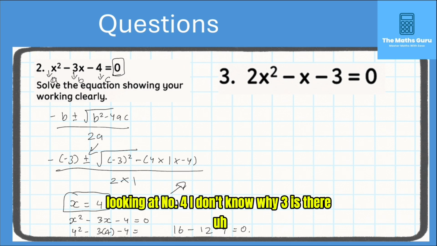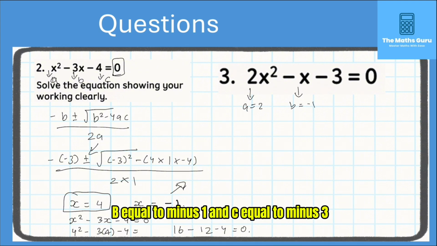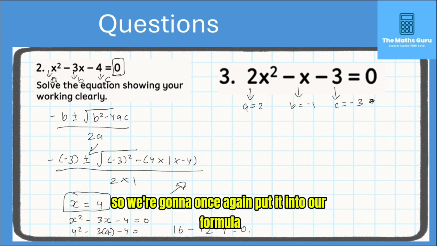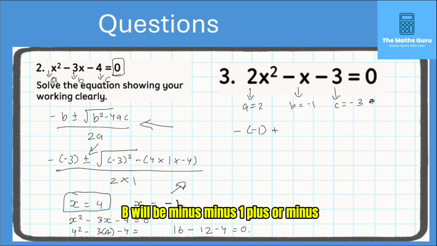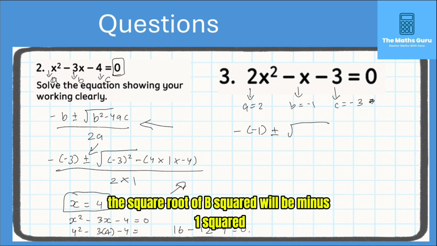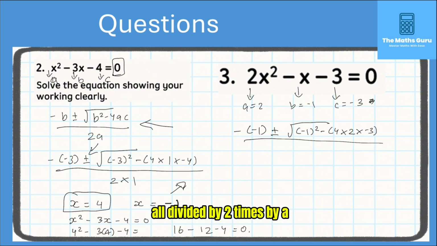Okay, looking at number 4, I don't know why 3's there. We have a equal to 2, b equal to minus 1, and c equal to minus 3. So we're going to once again put it into our formula, and this is going to look something like minus b will be minus 1, plus or minus the square root of b squared will be minus 1 squared, minus 4 times 2 times minus 3, all divided by 2 times a, which will be 2 times 2.